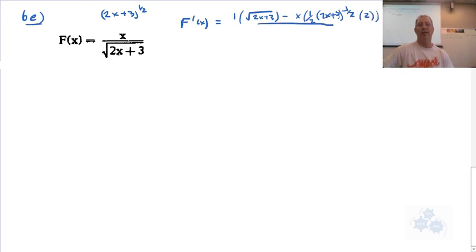Now the bottom squared, this is times itself. This is a square root, so that undoes the square root. It's just 2x plus 3. That's good, right? It's the square root of something squared, which is just the something. All right, so that's the first step in differentiation. So where do we go from there?